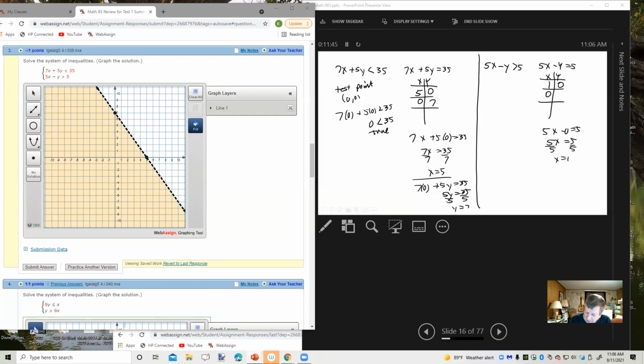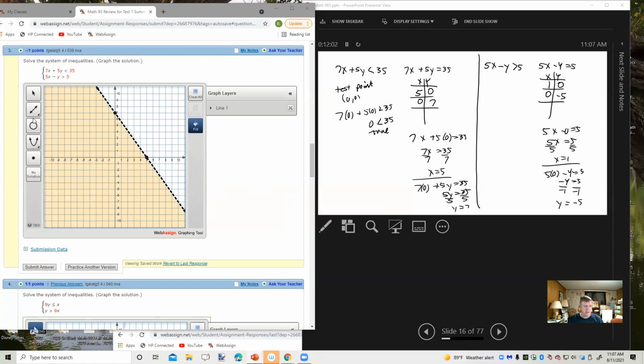To find the y-intercept, set x equal to 0. 5 times 0 minus y equals 5. Negative y equals 5. Divide both sides by negative 1. Y equals negative 5.